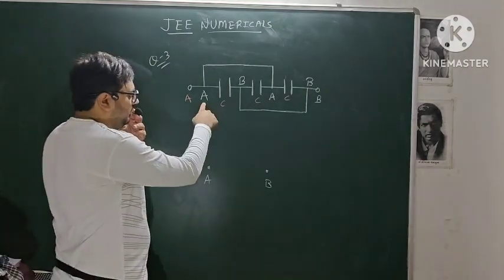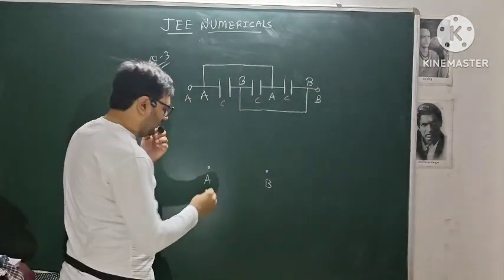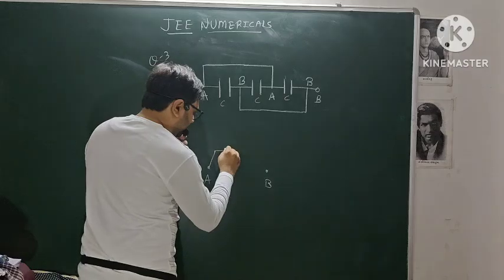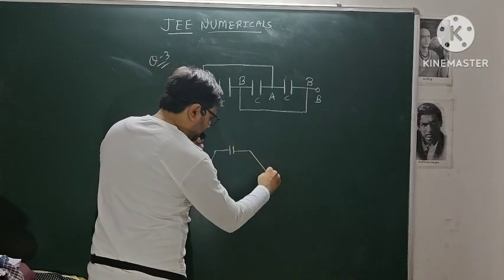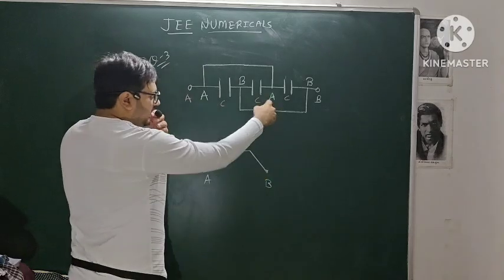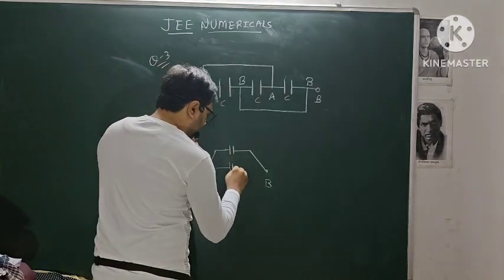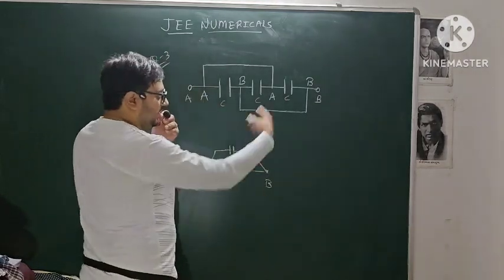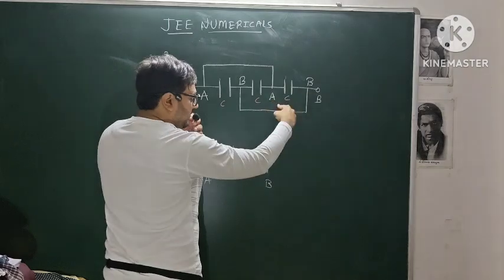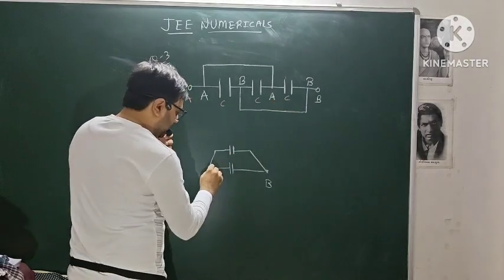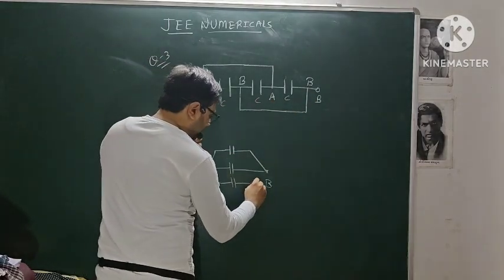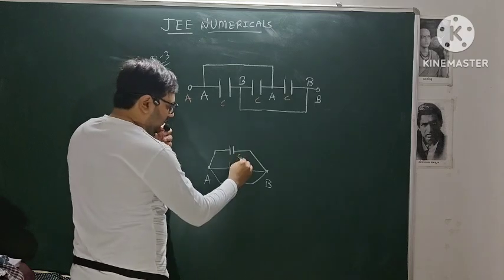Okay, see, between A and B point there is one capacitor. So here you can draw one capacitor. Again, between A and B there is another capacitor. So draw another capacitor. And again there is a third capacitor between A and B. So again we can draw here the third capacitor. See, all are in parallel.